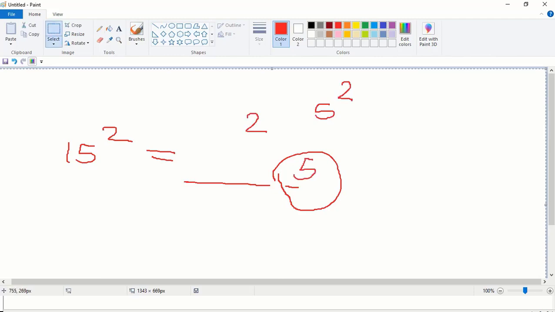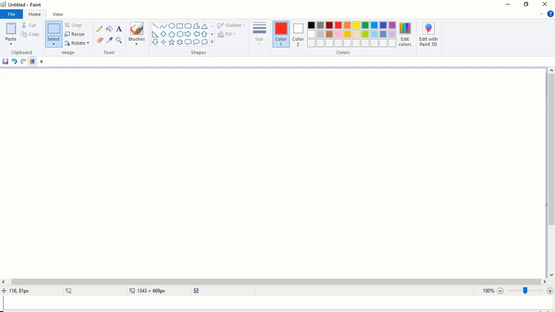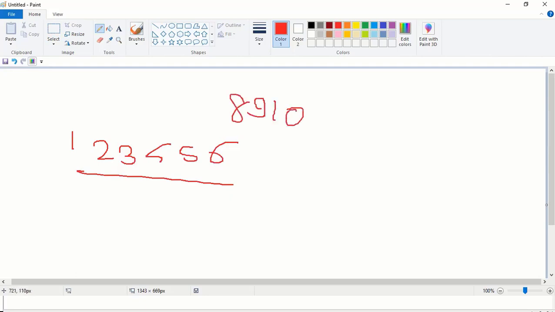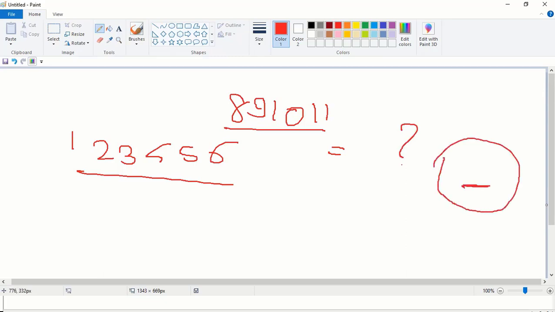Similarly, if I take any big number, for example 1, 2, 3, 4, 5, 6, this is the big number. This is the base, and the power to the base is 8, 9, 10, 11. This is the power. Then whatever the answer is, that answer's last digit will depend on 6 to the power 8910111. So this is what I want to explain.